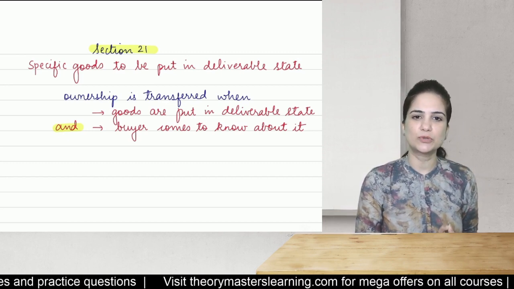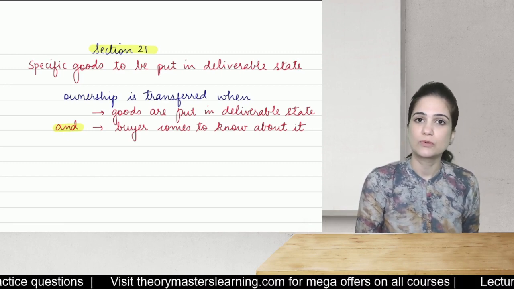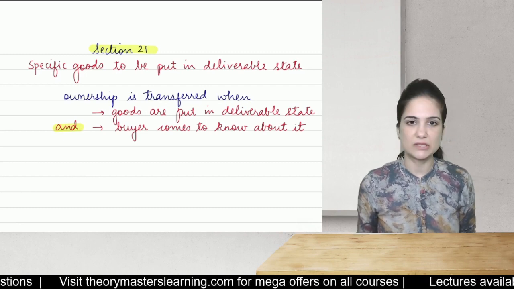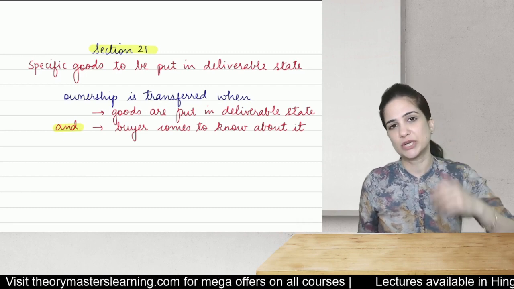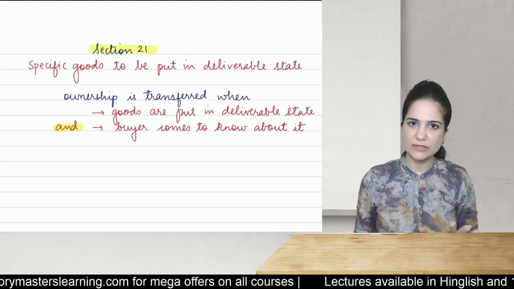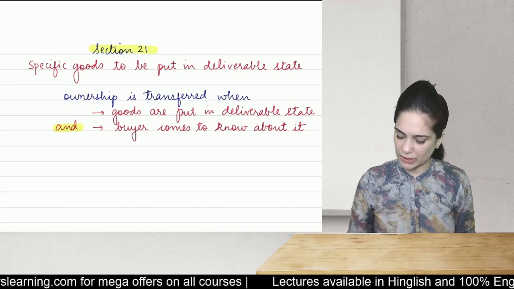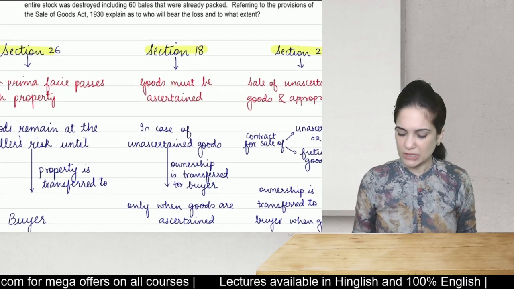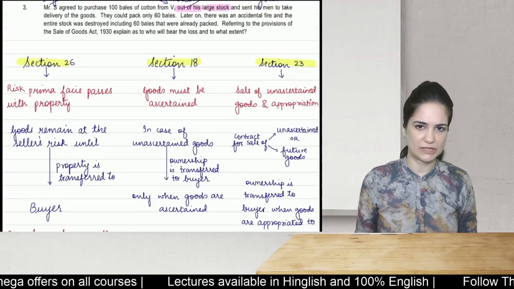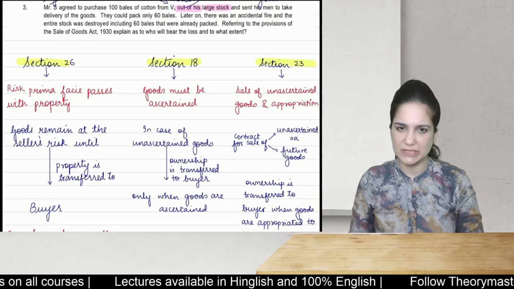Now, many a time students ask me, ma'am, what should we do? We can't make these assumptions, no? What if such a question comes in the exam? I feel students just ignore section 21 and concentrate on section 18 and 23. Okay, so you can write this answer.